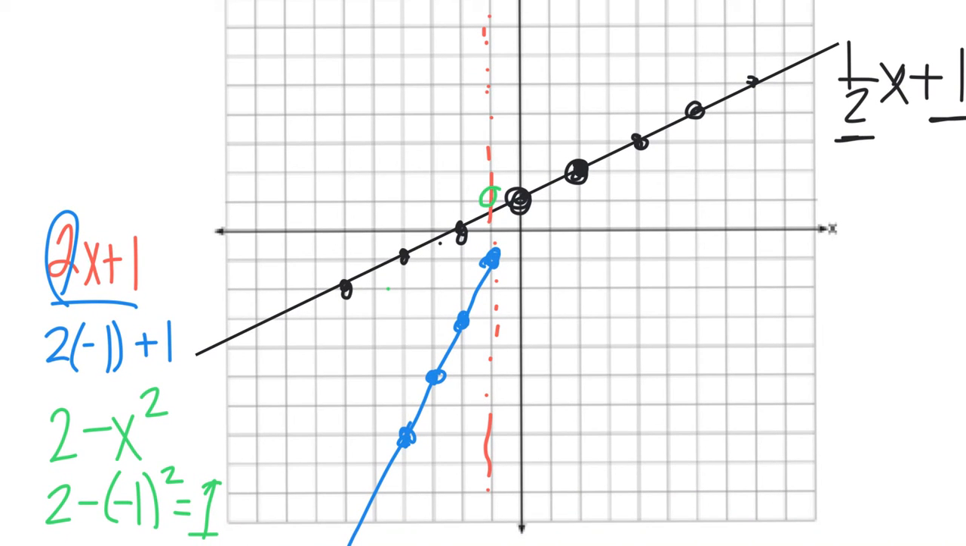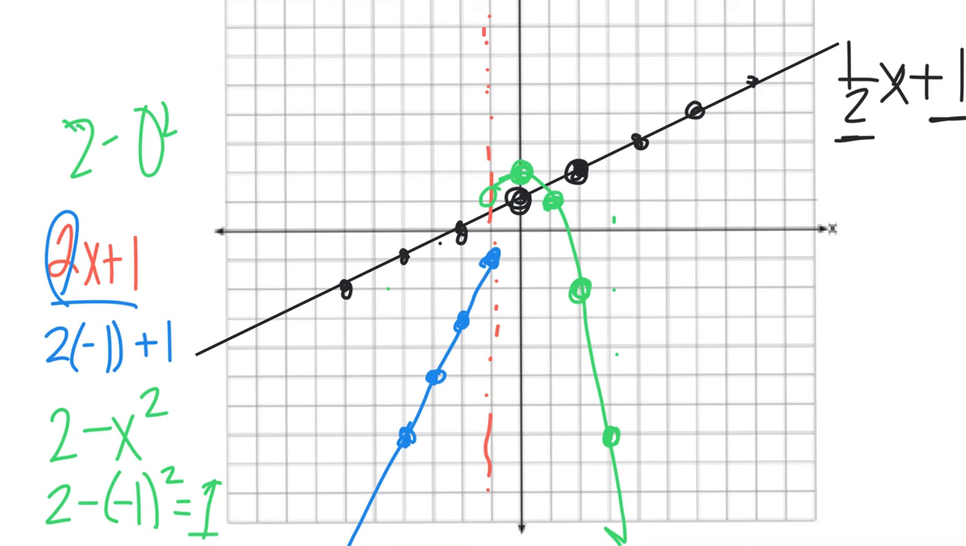Now, let's continue on with graphing this one. So if x is 0, 2 minus 0 squared is still 2. So 0, 2 is the next point. If x is 1, you get a y value of 1. When x is 2, you should get a y value of negative 2. When x is 3, you should get a y value of negative 7. Okay, so we can see this is forming a parabola here. It's going to look something like this.